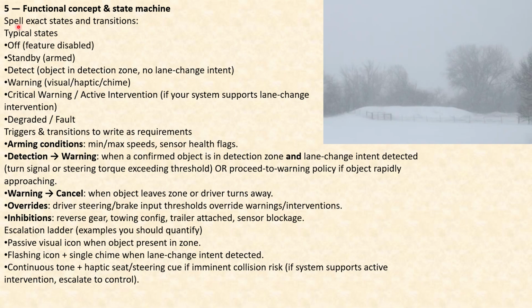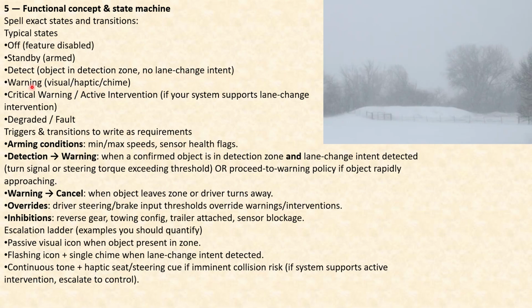Now, let's talk about the functional concept and state machine. So what are the various states and transitions? What are the typical states? First is feature disabled. Even this is a state. Next is standby. This standby means it is armed or activated. Next, you detect an object in the detection zone, and you also detect that there is no lane change intent. There is no intention of changing the lane.